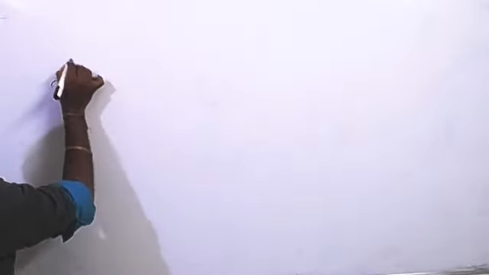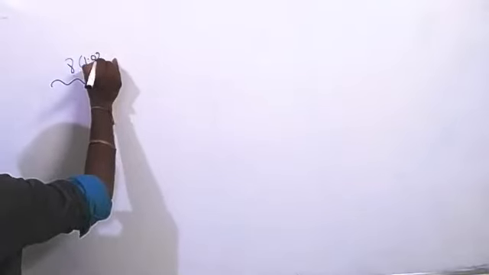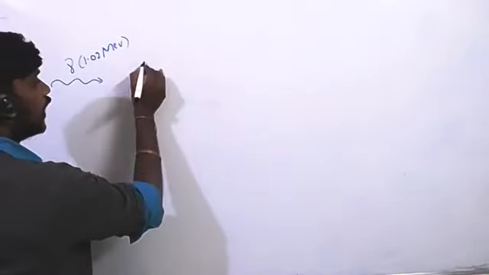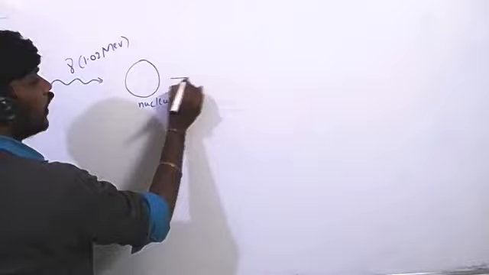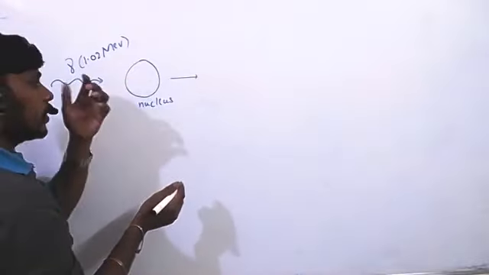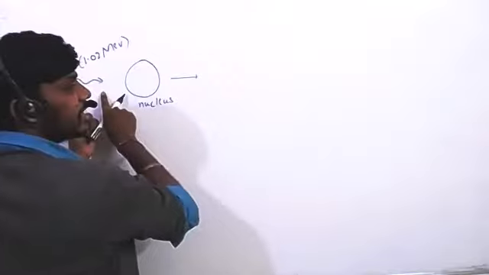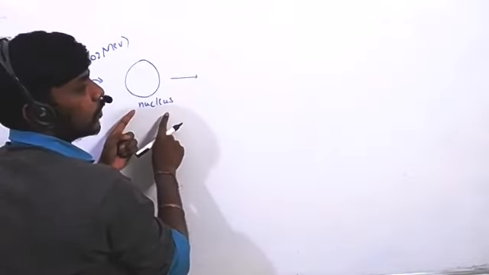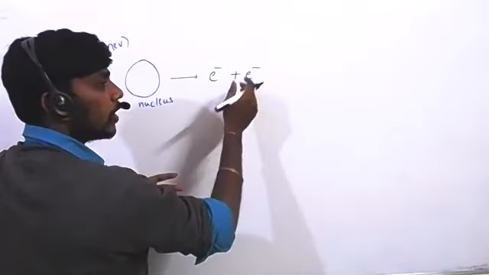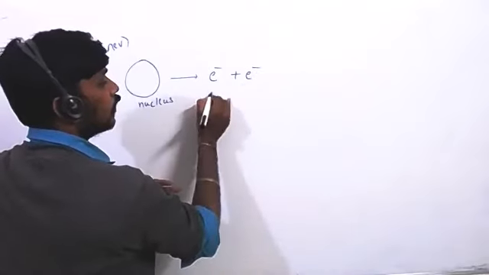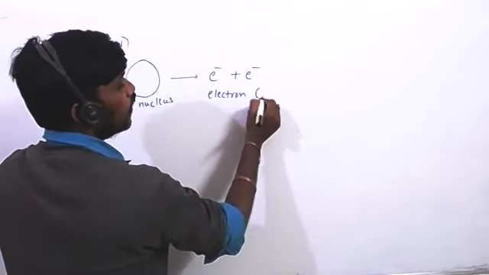So gamma is the photon, right? Means energy. Yes, sir. It has 1.02 mega electron volt energy. Okay. What is happening to this energy? It will interact with the nucleus. So when this energy interacts with the nucleus, what will happen is we will get one electron and one positron. Positron is nothing but an anti-electron. Electron, and one more is the positron.